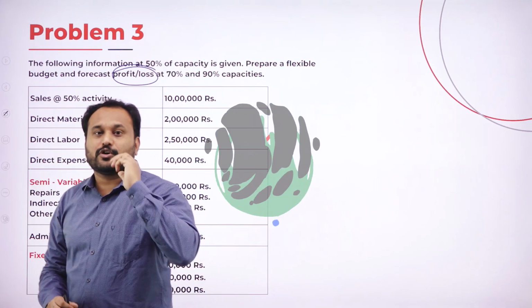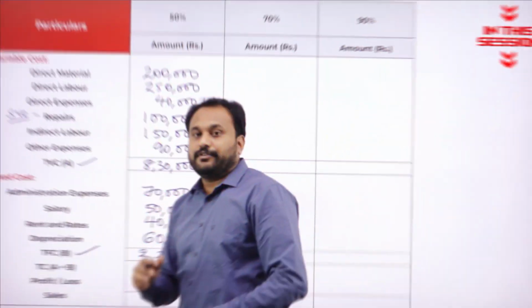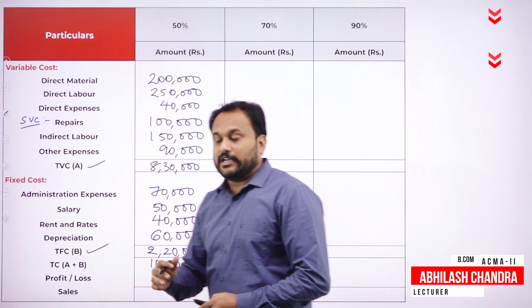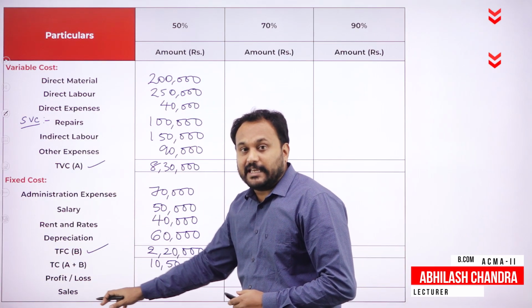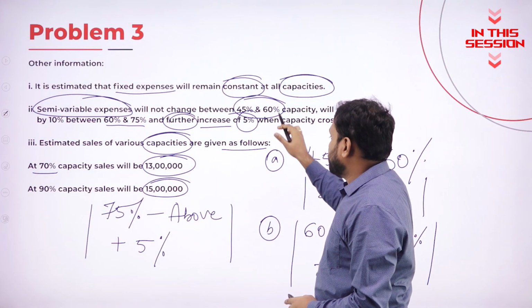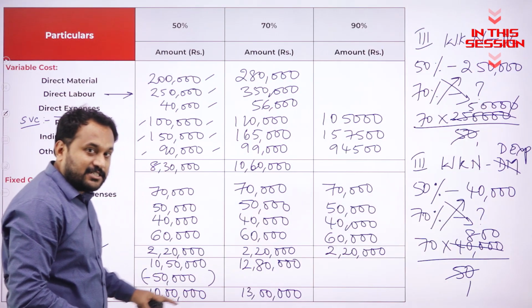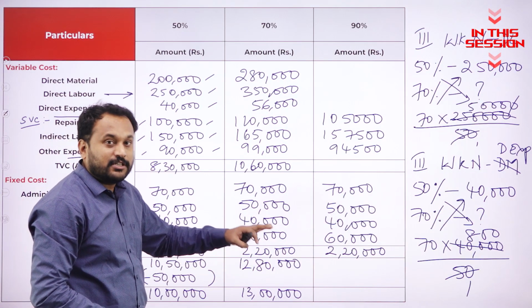You are supposed to forecast. That means you are supposed to give the estimated profit at 50% capacity. What is the estimated sales? Semi-variable expenses will not change between 45 to 60, so we have not changed this. 13 lakh is the sale, so sales is more, and total cost is how much?